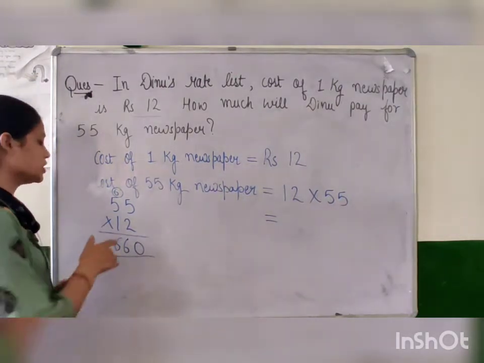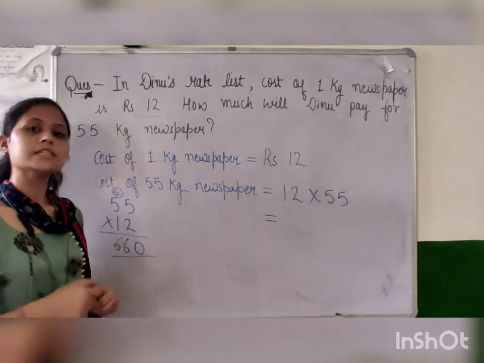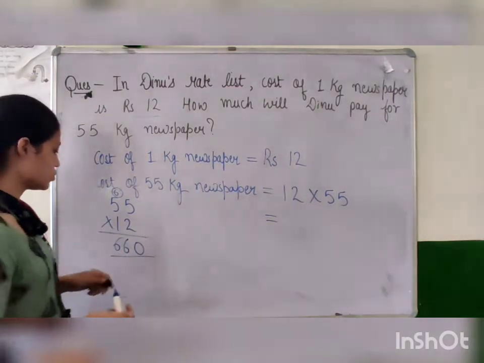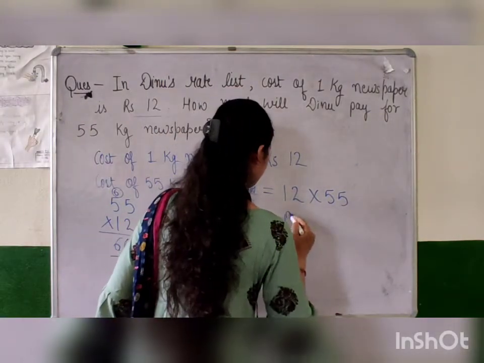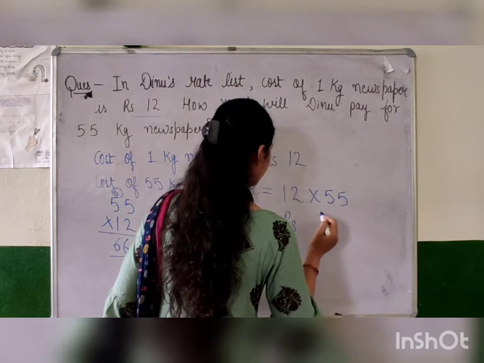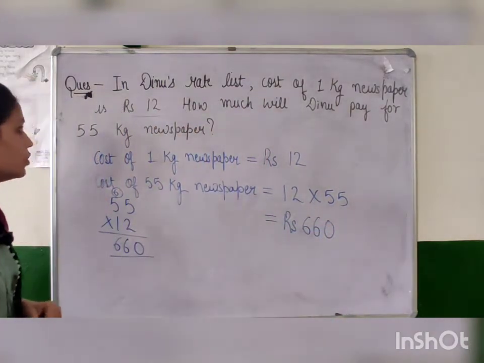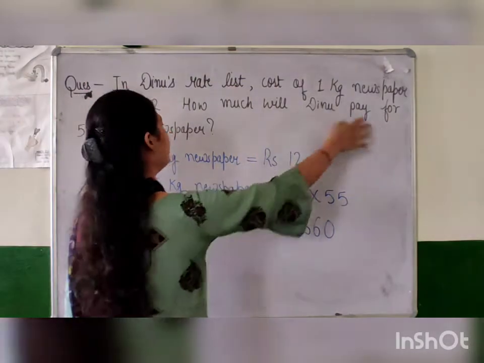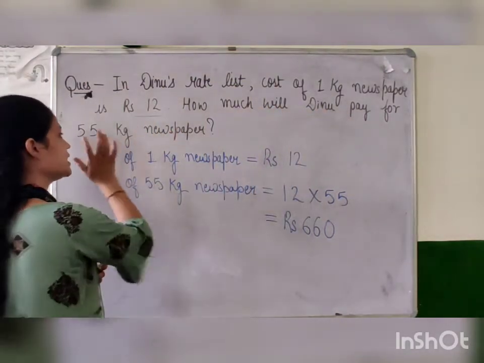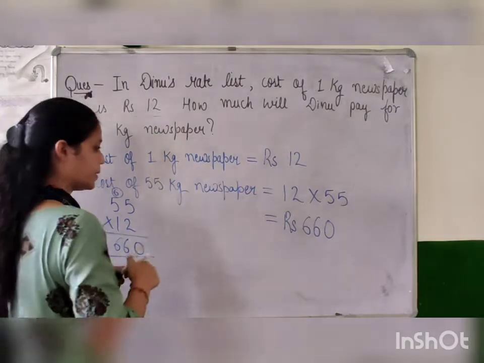So you must know the table of 12. You must know the table till 20. So rupees 660 means the cost of 55 kg newspaper is rupees 660. Therefore Dinu will pay rupees 660 for 55 kg newspaper.